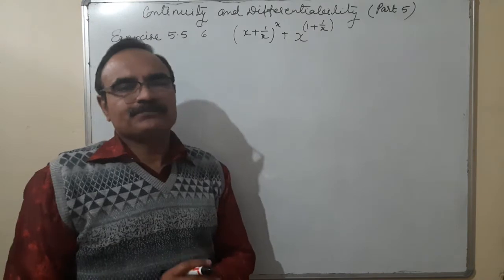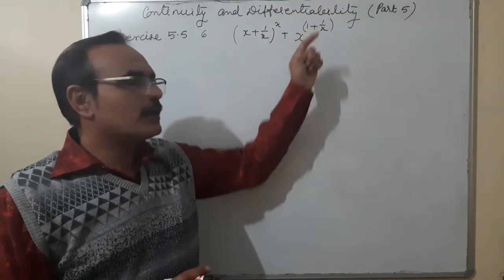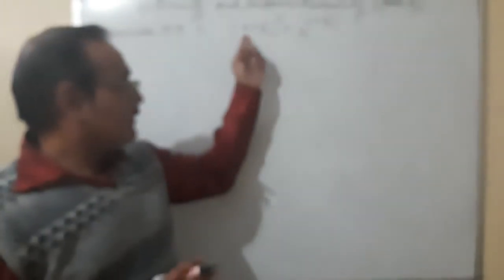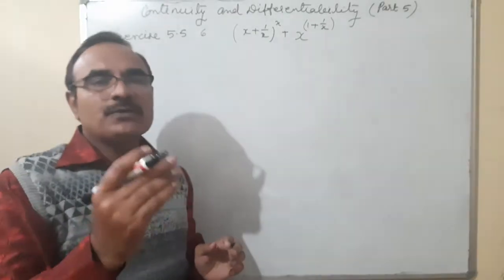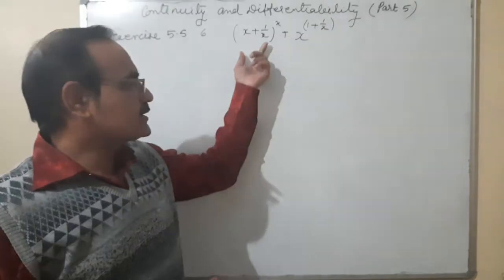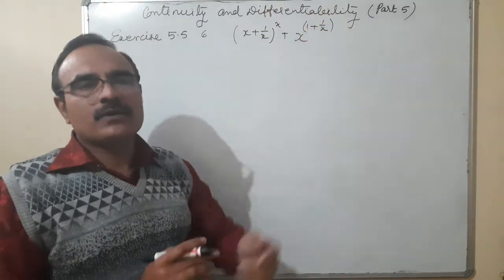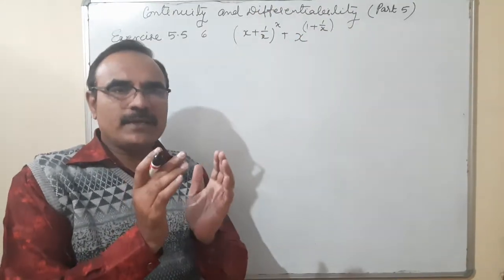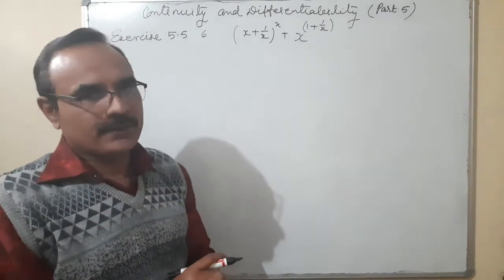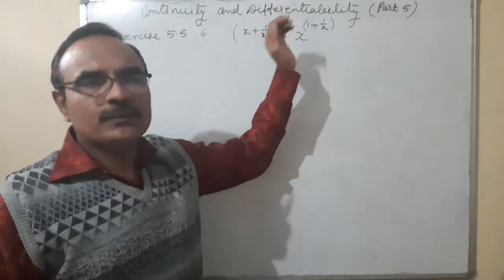Look at this question: (x + 1/x)^x + x^(1 + 1/x). The basic thing is that you cannot use here the formula x^n gives n x^(n-1). You know what is the reason? Because the base is variable as well as the power is variable. And the formula x^n is used when the base is a variable but the power is a constant term. So here we cannot directly use this basic formula.